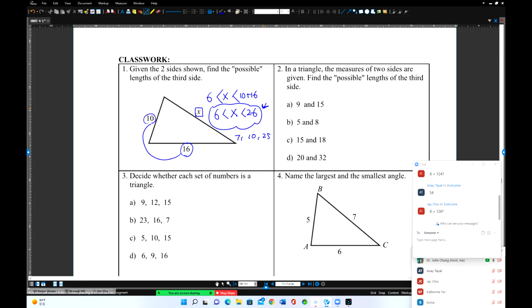Number 2. In a triangle, the measures of two sides are given. What is the possible third side? We're going to apply the triangle inequality, right? To be a triangle, call the third side x. X is less than the sum of these two sides, 24, but greater than their difference, 15 minus 6. The difference is 6. Any number between 6 and 24. It should be greater than 6 but less than 24.